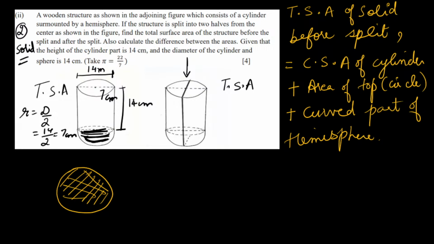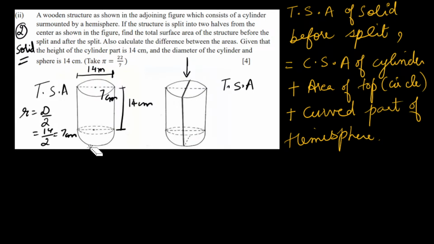I hope it's clear to see. Whenever you have to find total surface area, you just have to see which all surfaces are there. So accordingly you have to add all the surfaces and you will get total surface area. Now surface area formulas will just apply.